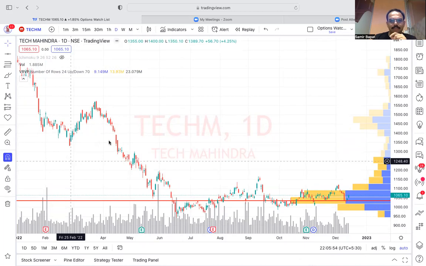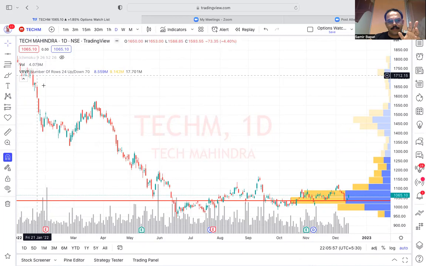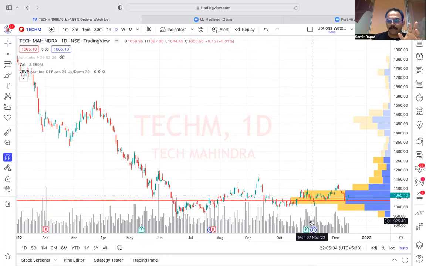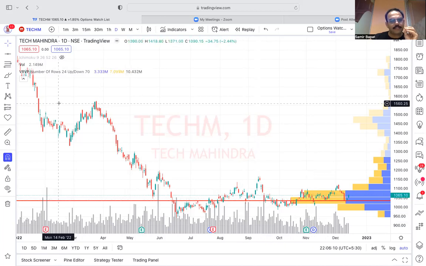Can you see the Techem stock? Hana, now, if you see the stock fell down from here to here, and if you see the volume profile, are you seeing this high volume profile around 1050? Yes. What does this tell you?